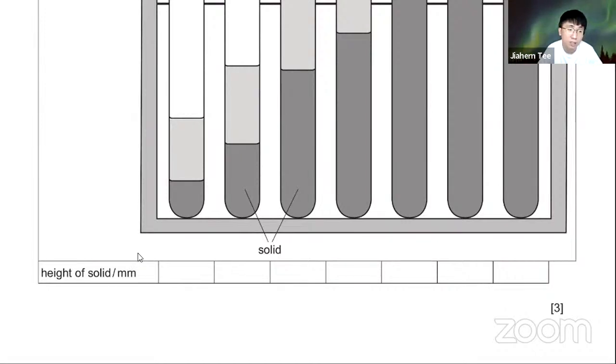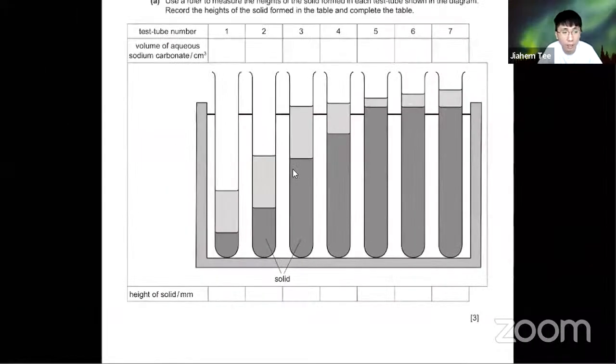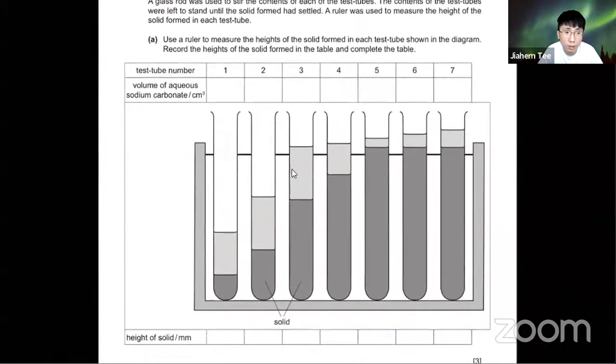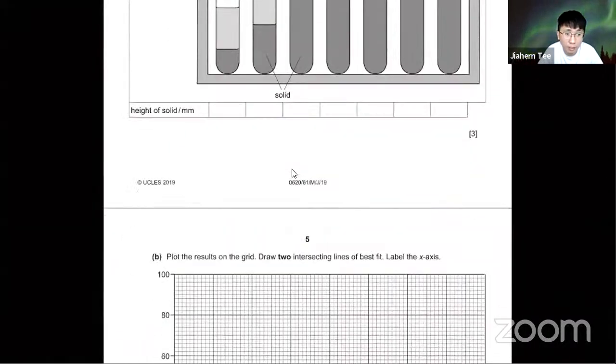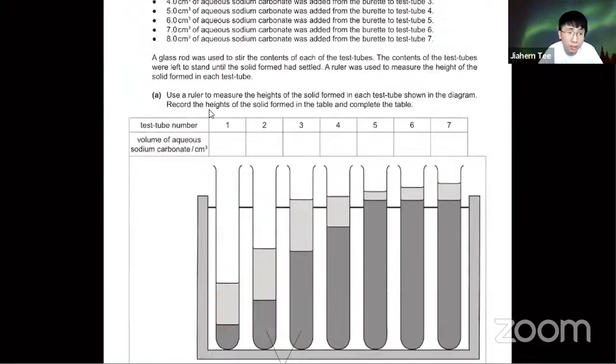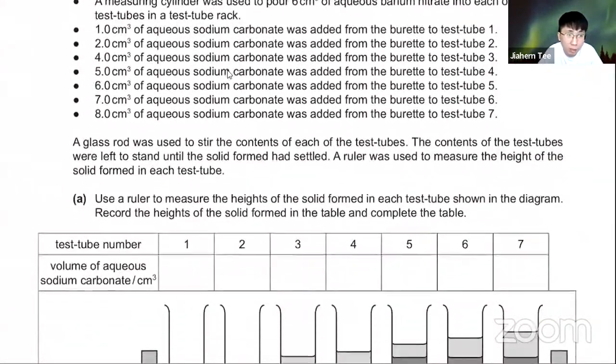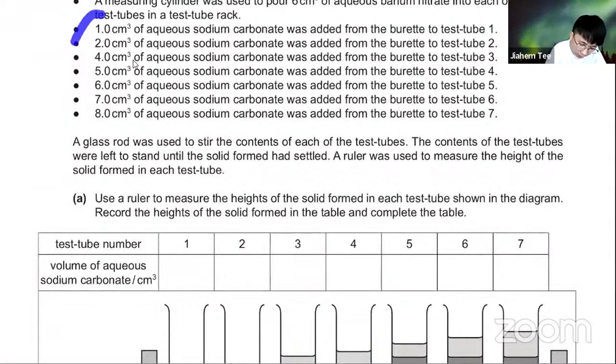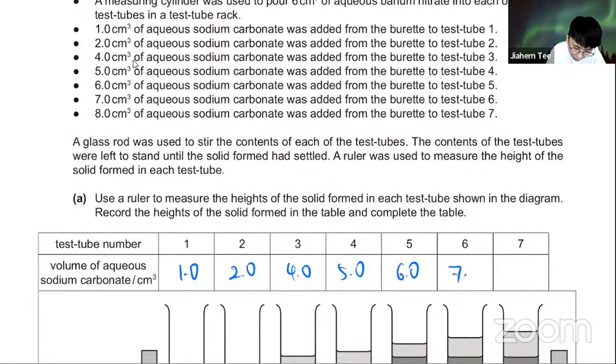So the best way here is to fill up the table here. So what is the volume of aqueous sodium carbonate? So according to the question, the volume of aqueous sodium carbonate is this one? So let's put this in, you get a free mark. So this is definitely 1.0, 2.0, 4.0, 5.0, 6.0, 7.0, and 8.0.